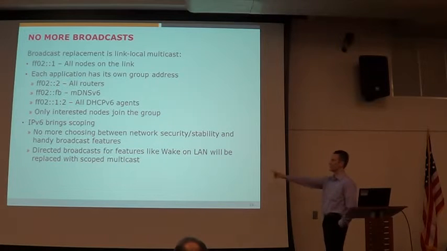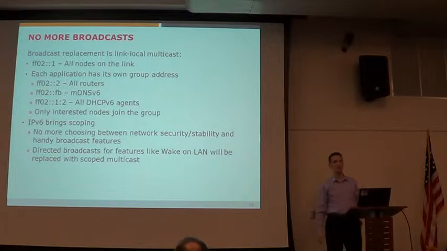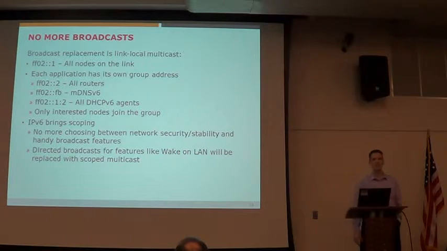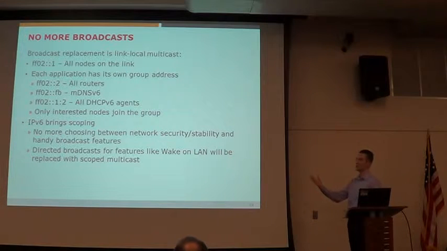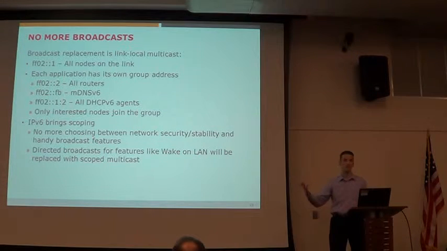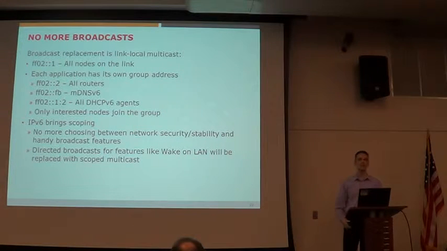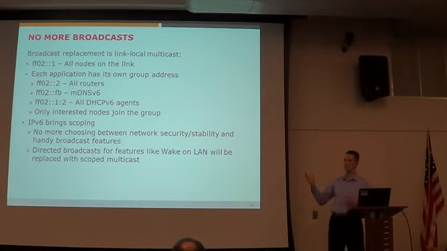So instead of a broadcast, now we have FF02::1, which is all nodes on the link. And actually, a cool thing about multicast, if you set it up right, is it's routable. So I can change that to FF05::1 and say all nodes in my site, if I set up multicast routing. So this is actually a much more flexible method, because I'll give you an example.